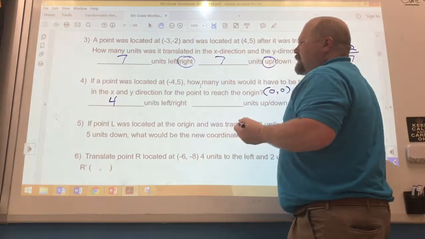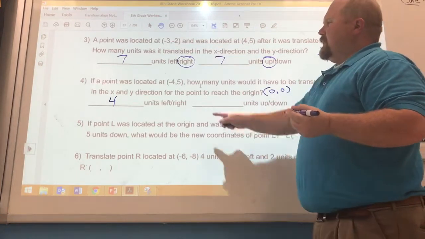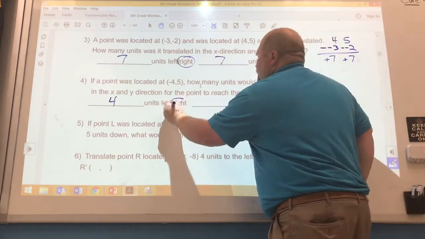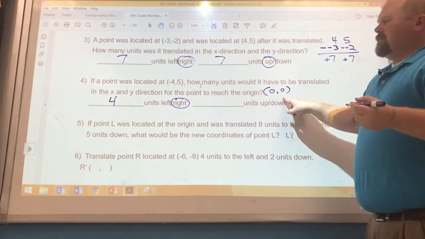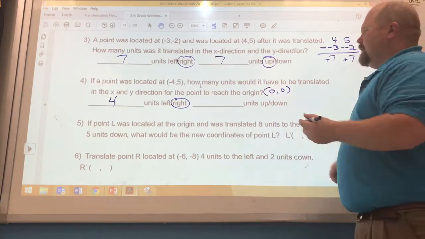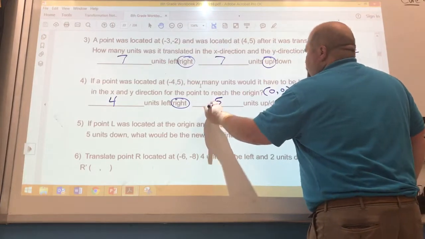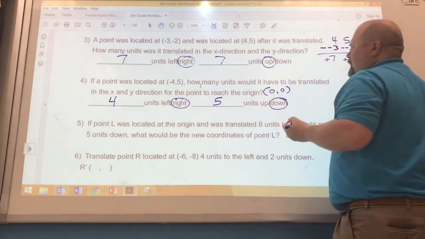They had to add 4 units, and if they added 4 to the x value, they were moving to the right. To go from +5 down to 0, you have to subtract 5 units. So they went 5 units and they went down because they were subtracting them.